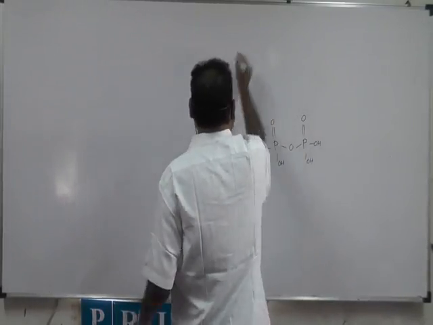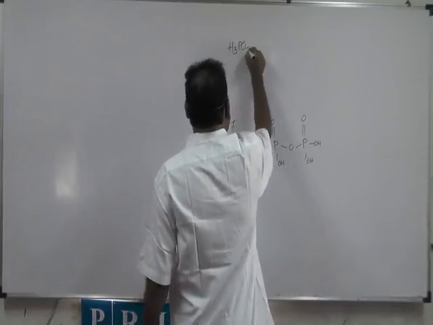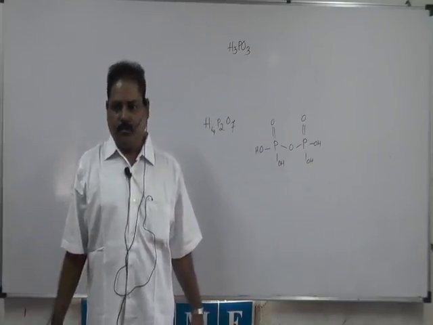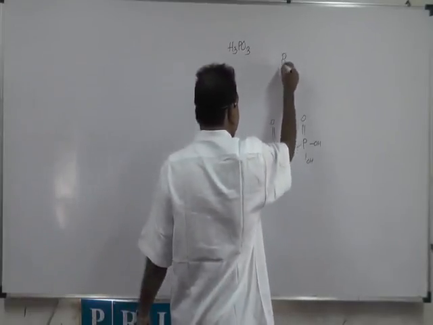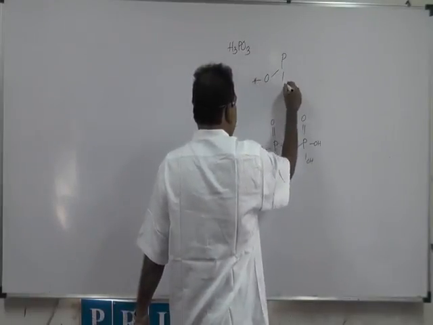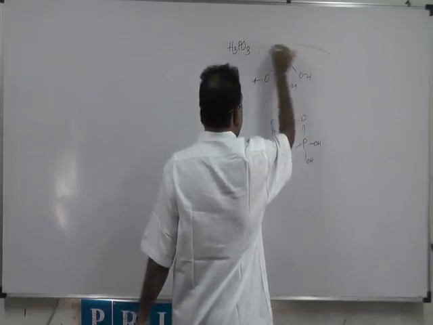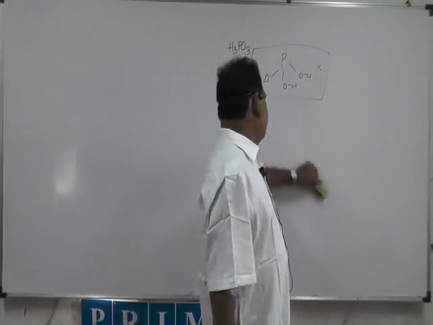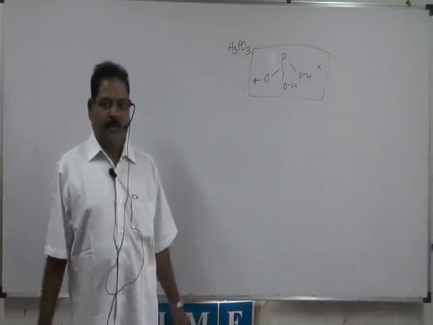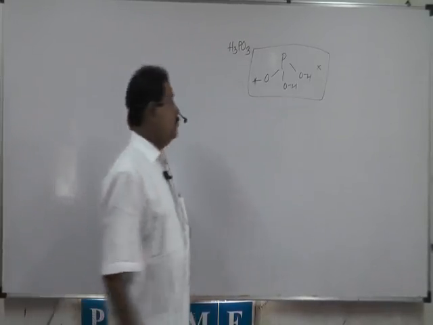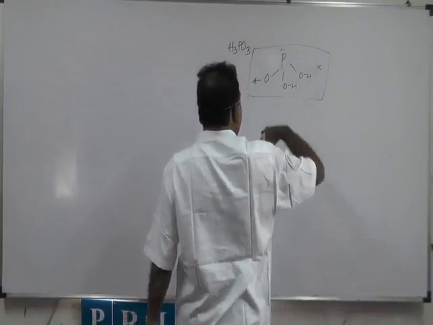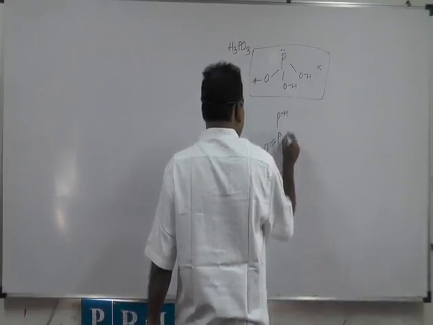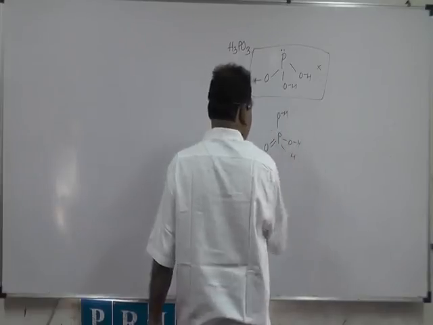How about H3PO3? How would you like to draw the structure? Just one phosphorus and three OH. But this is not the correct structure. Why? Don't tell me because it's an exception. Exception to what? To avoid a lone pair. You have a lone pair here. Atoms try to avoid that lone pair. P, double bond O, OH, OH, and one hydrogen directly bonded to phosphorus.